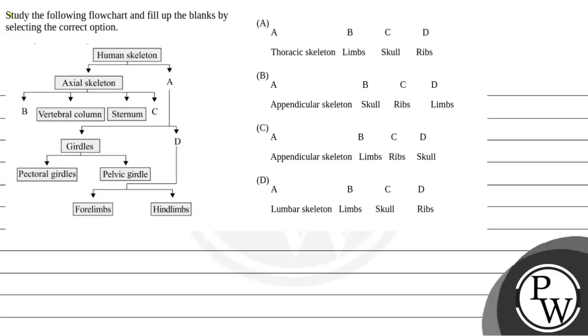The question says, study the following flowchart and fill up the blanks by selecting the correct option. First, the given human skeleton. The human skeleton is divided into axial skeleton and A. Axial skeleton is further divided into B, vertebral column, sternum, C. A is further divided into girdles and D. Girdles are further divided into pectoral girdles and pelvic girdle. And D is further divided into forelimbs and hind limbs.